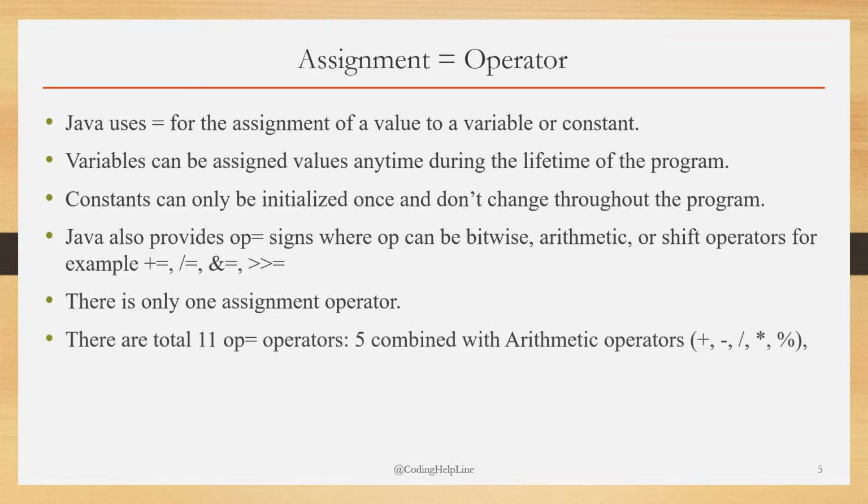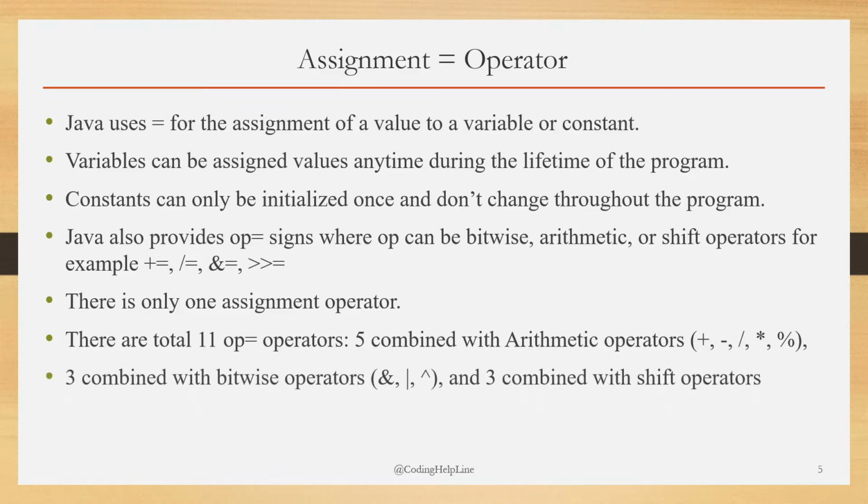There are a total of 11 OOP assignment operators. Five are combined with arithmetic operators. There are 5 arithmetic operators and we can combine them with the assignment operator. There are 3 bitwise operators, AND, OR and XOR, and we can combine them with the assignment operator. The fourth bitwise operator, that is tilde, the complement operator, cannot be used here because the complement operator is a unary operator that operates on a single operand.